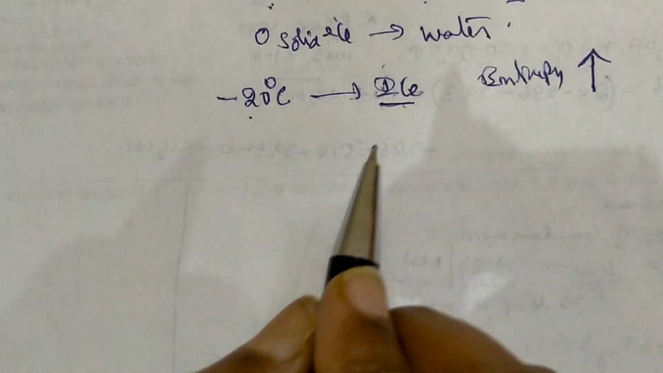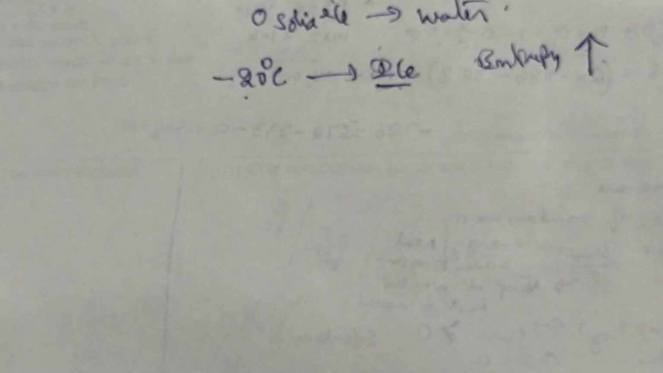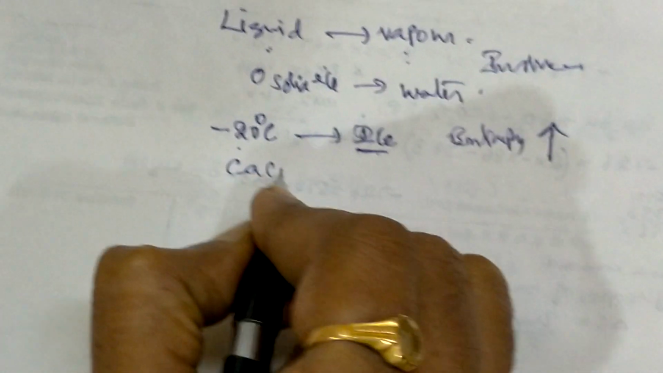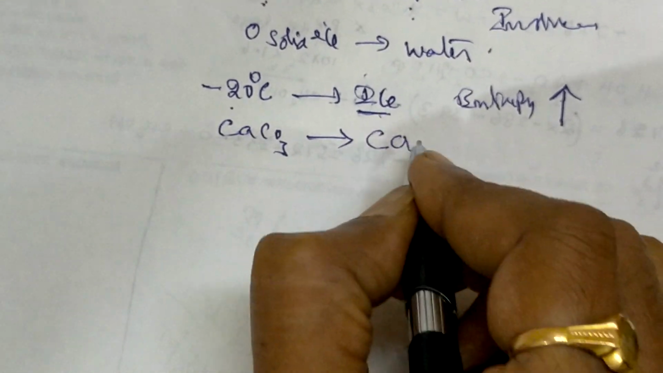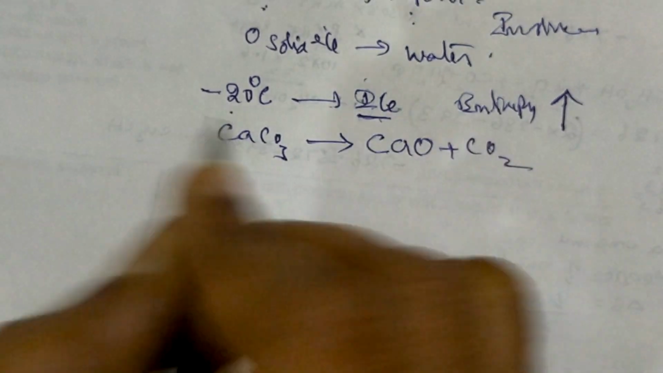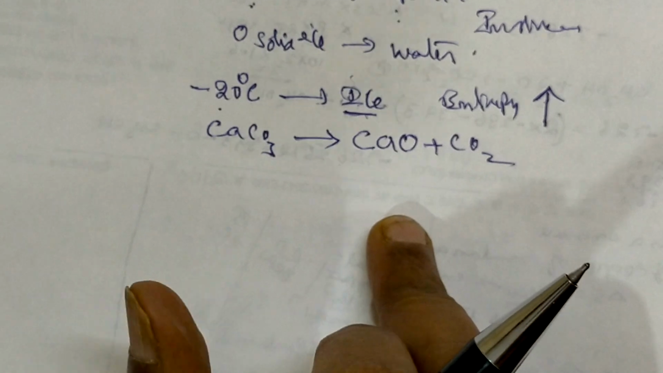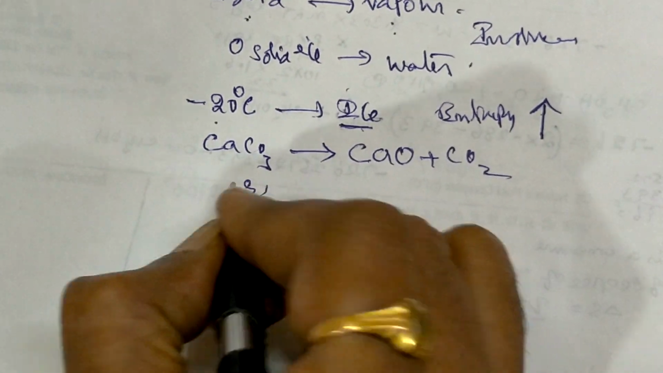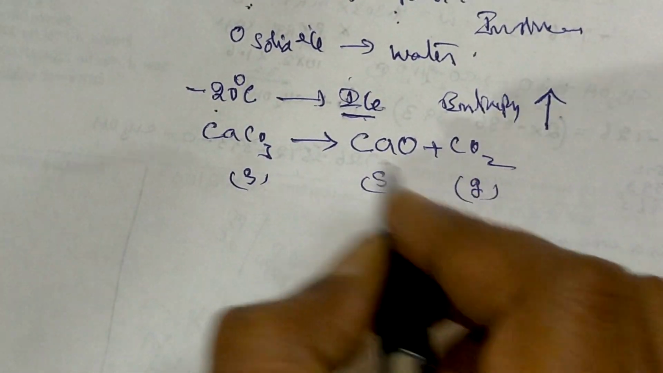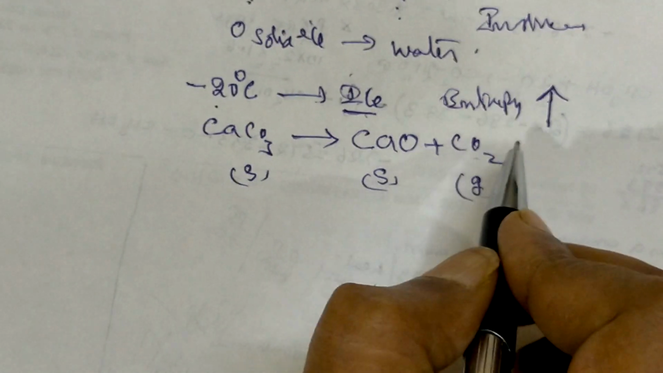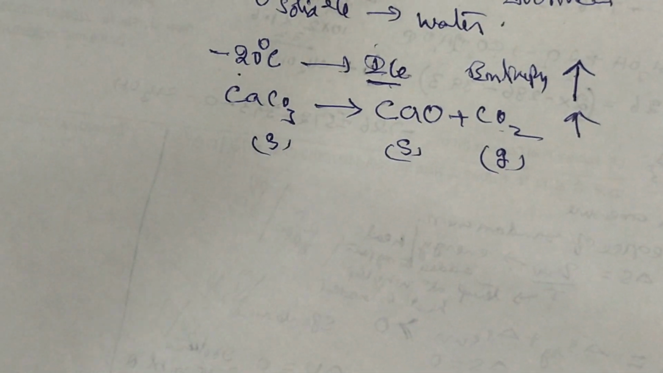Now one more: a solid has more orderliness, so entropy is less. Take calcium carbonate. Calcium carbonate decomposes to calcium oxide plus CO2 gas. In the decomposition of calcium carbonate, is entropy increased or decreased? Calcium oxide is also solid, but carbon dioxide is gas. So a part has become gas, which means entropy is increased. Immediately you have to say entropy is increased.